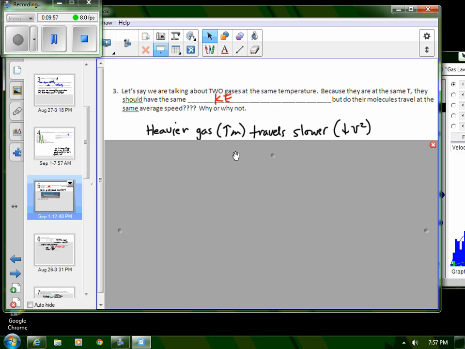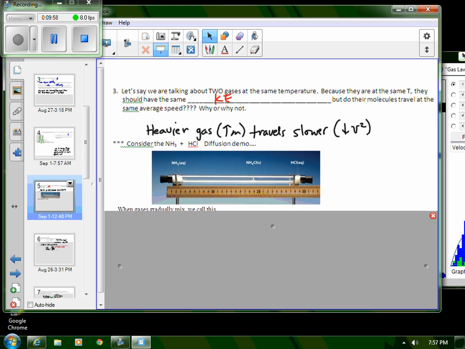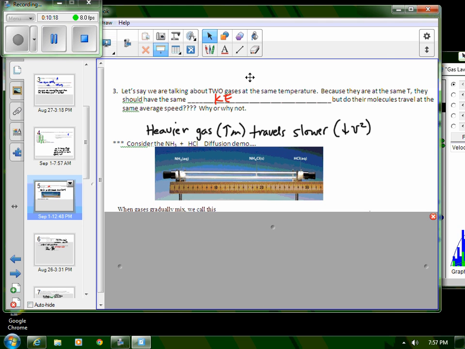You might remember this demonstration that we did a long time ago that had ammonia, NH3, at one side, and HCl at the other side. They were both gases, on Q-tips, and it was like a molecular race. The gases were released, and they traveled and traveled through this tube, and they met somewhere in the middle.